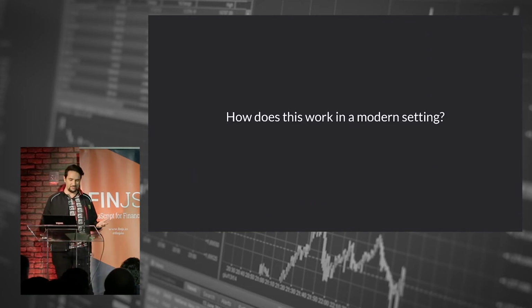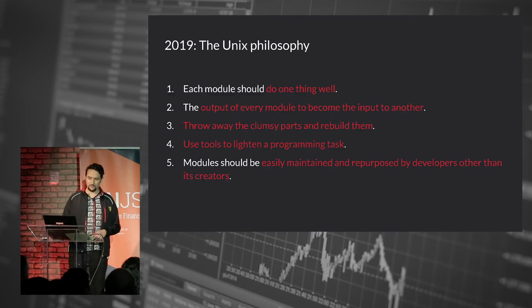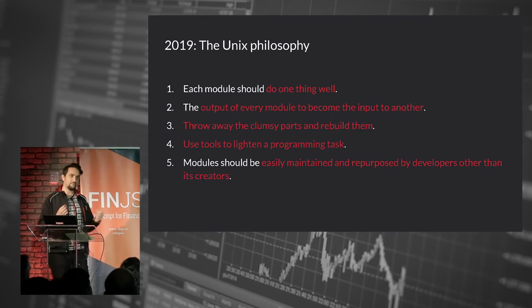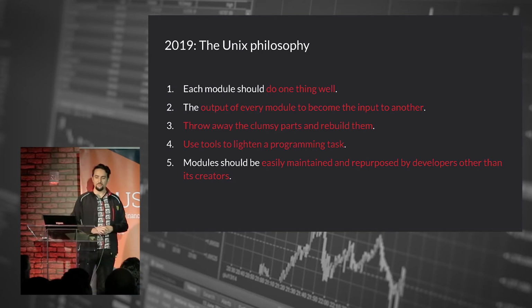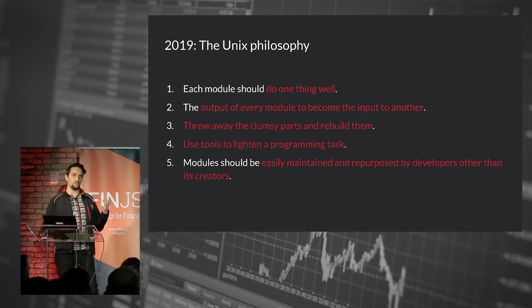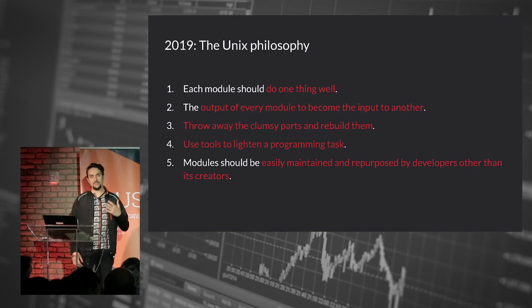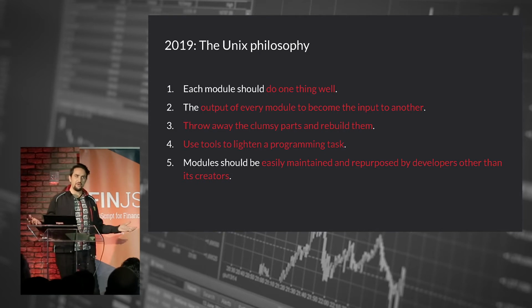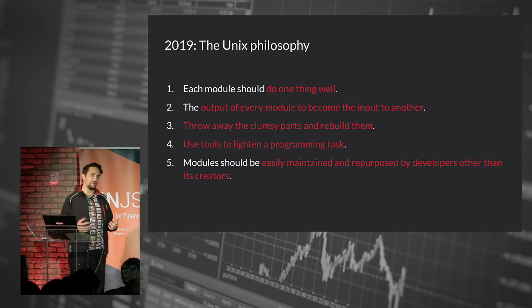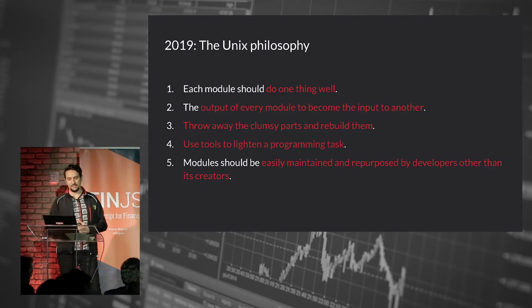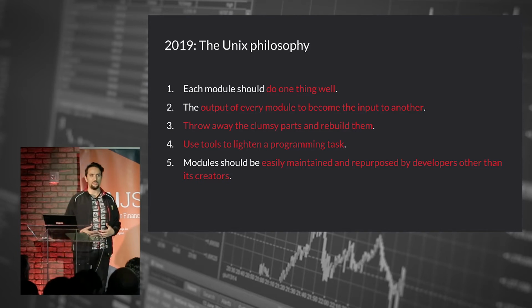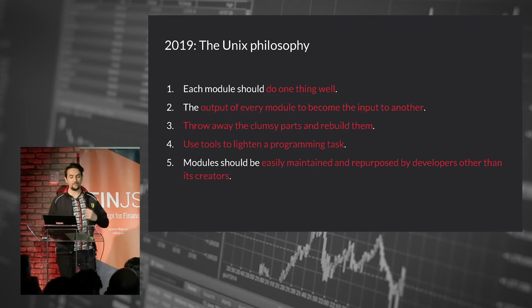So what does this look like in 2019? We talked about 1978. Let's talk about 2019. The same principles can be taken, perhaps with a bit of tweaking of wording. Let's talk about modules. Each module should focus on doing one thing well. The output of every module, instead of every program, should become the input to another. Throwing away the clumsy part and refactoring is a big part of our day-to-day operations in any company, in any software practice. Refactoring is a thing, technical debt is a thing we also need to be aware of. And making sure that we're using tools, and we're actually using tools today more than ever, to lighten the programming efforts and the programmer's work.